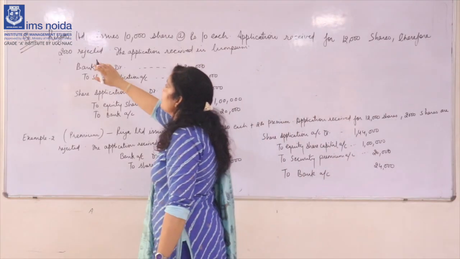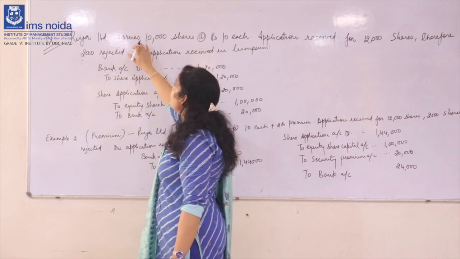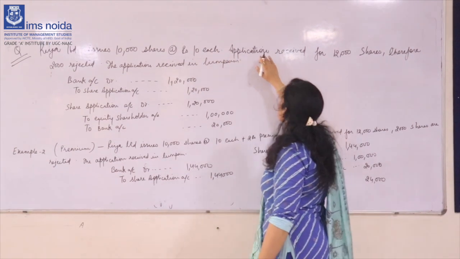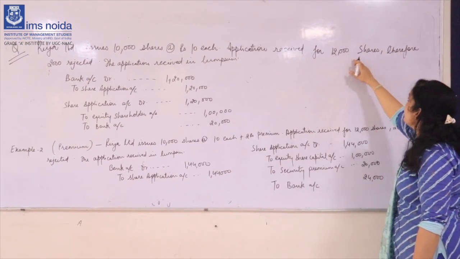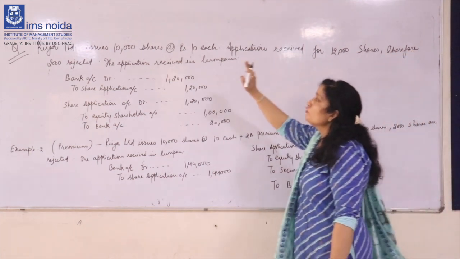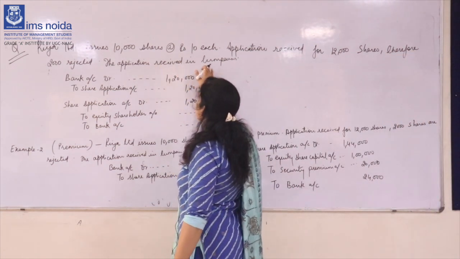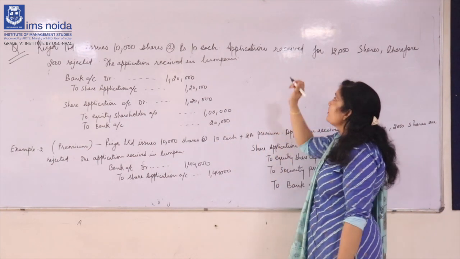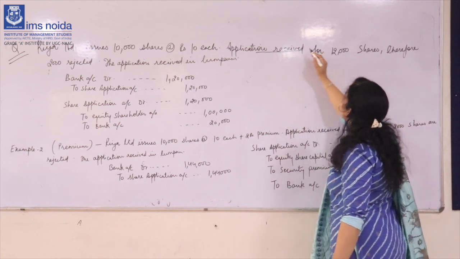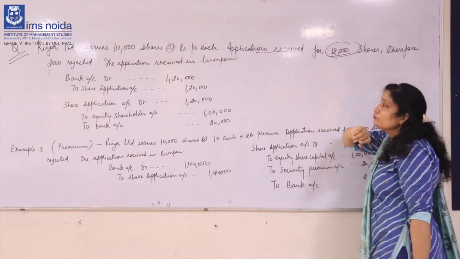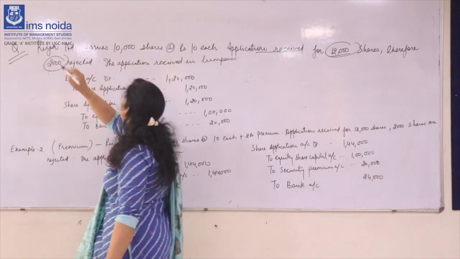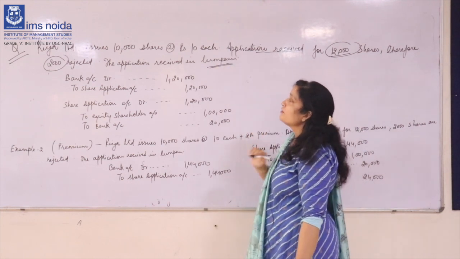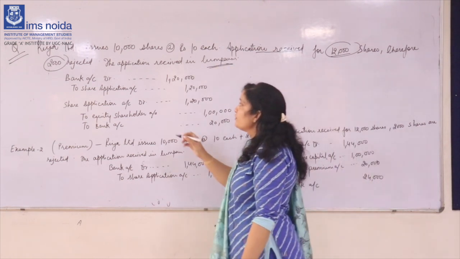For understanding the entry, we are taking the example RIA Limited issues 10,000 shares at the rate of rupees 10 each. Application received for 12,000 shares. Therefore, 2,000 rejected, the application received in lump sum. Here, RIA Limited issues 10,000 shares, but he has got application for 12,000. So 2,000 have to be rejected and application received is in lump sum. Fine. So now we'll do the entry for that.